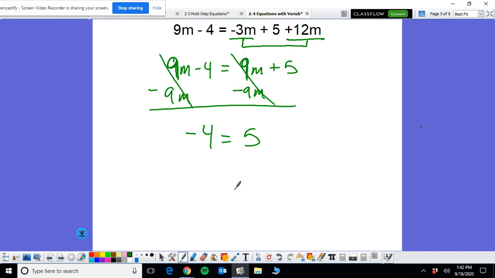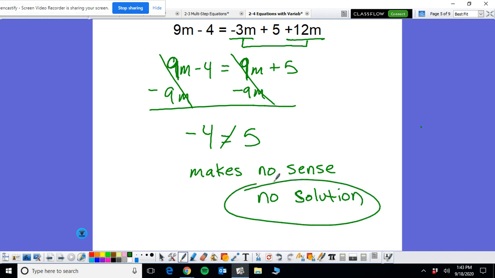A lot of people are very confused, like, wait a minute. Negative 4 does not equal 5, and you are absolutely correct. Negative 4 does not equal 5. So I have a very, very fast way to remember this. This makes no sense. If you ever lose the variable like this, see these 9m's went away because we had to subtract them to get rid of them. But since they were the same on each side, they both went away. And we're left with two numbers that don't equal each other. This makes no sense, so I like to write makes no sense. And the answer, that's how I remember, is no solution. So my final answer is no solution.